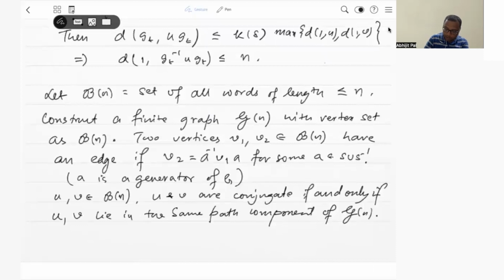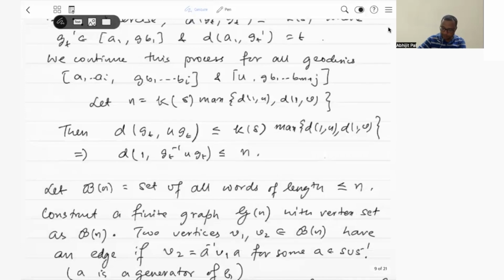Now observe this. If I take two vertices in this graph, they are conjugate to each other if and only if U and V lie in the same path component of this graph Gn. That part is clear. If you have a path between U and V, then they are conjugate to each other. That part is clear from the definition of this graph.